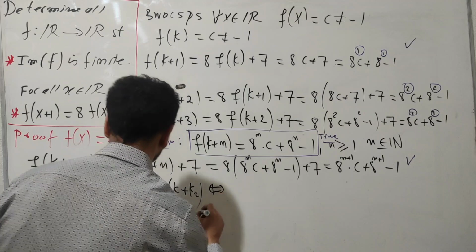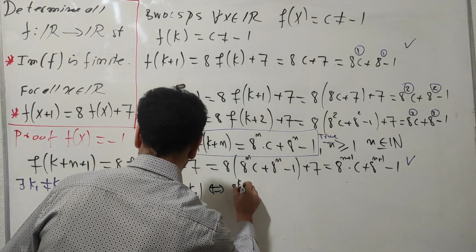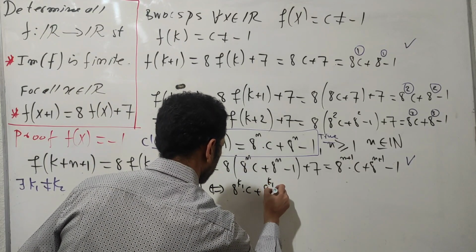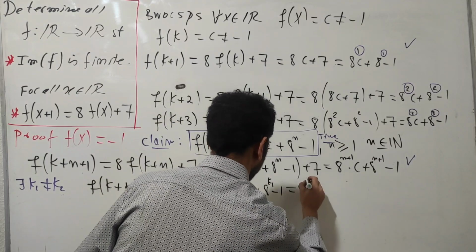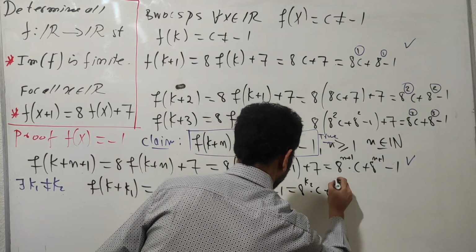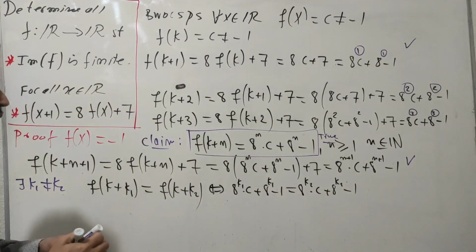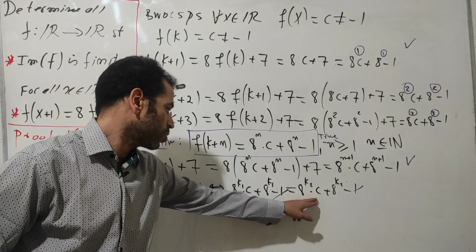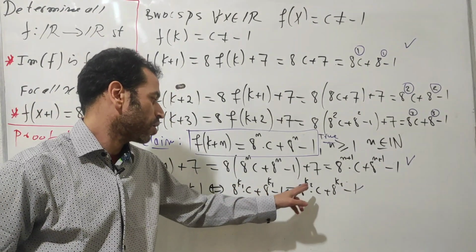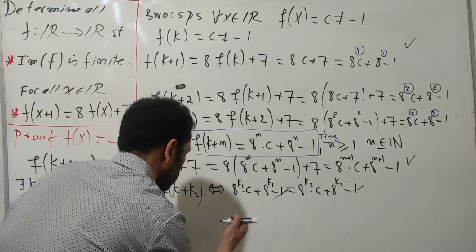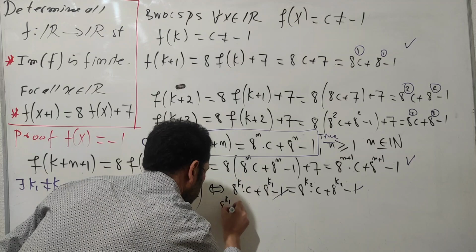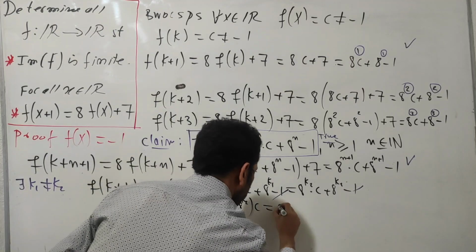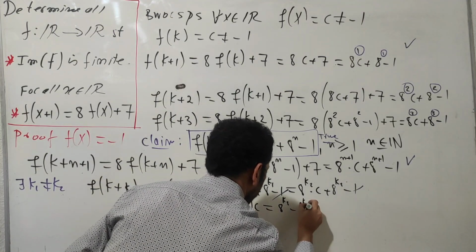So I get here 8 to the k1, replacing n with k1, multiplied by c plus 8 to the k1 minus number 1, which equals 8 to the k2 multiplied by c plus 8 to the k2 minus number 1. Cancelling out minus number 1 from both sides. I'm going to take the constant value to one side and take the numbers to the other side. So I get here the following. I get 8 to the k1 minus 8 to the k2 multiplied by c, which equals 8 to the k2 minus 8 to the k1.